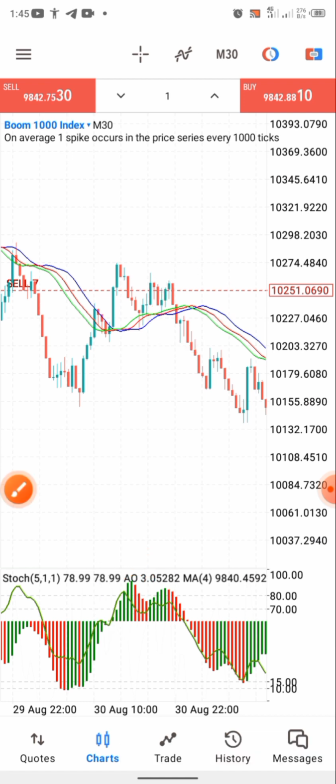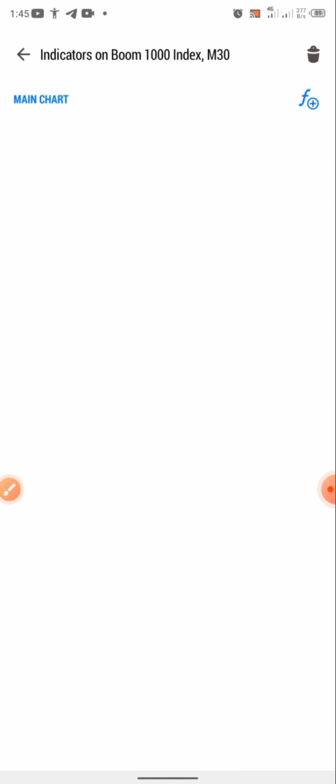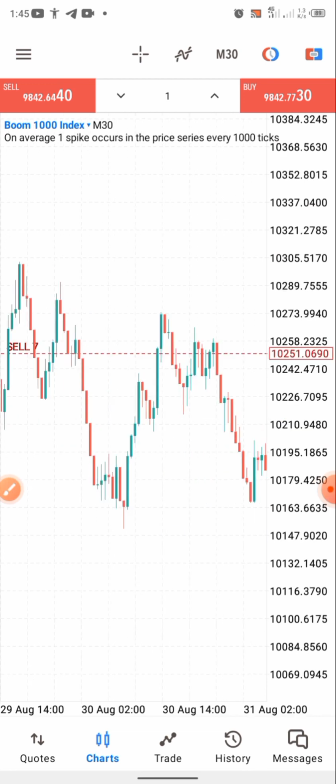Now let me first delete everything so we start from scratch. These are all the indicators we are going to need. You can see now that I have a clear chart.